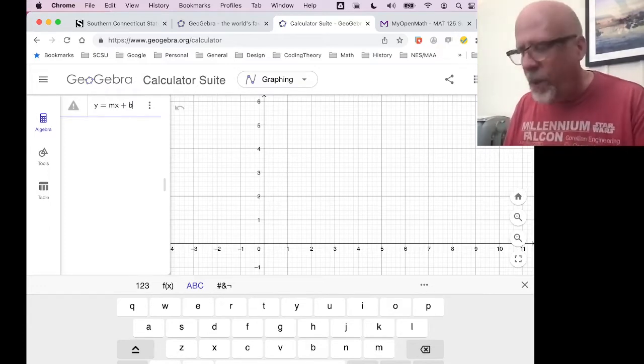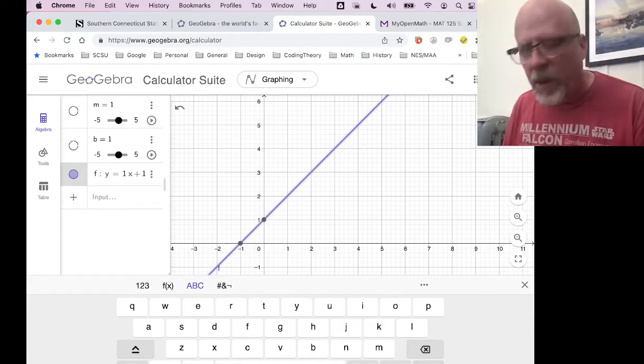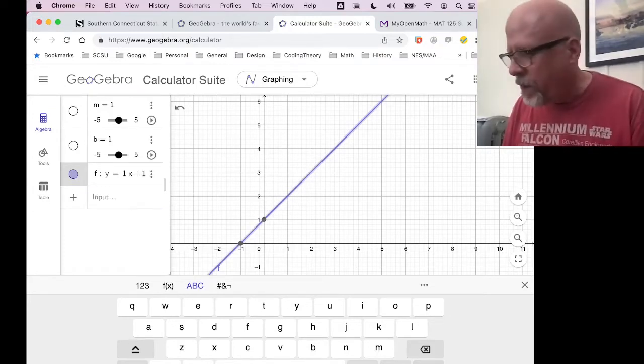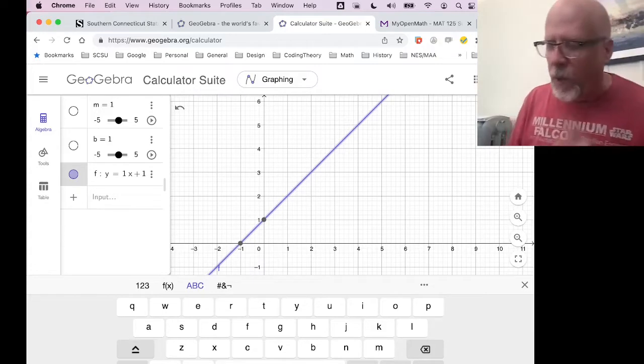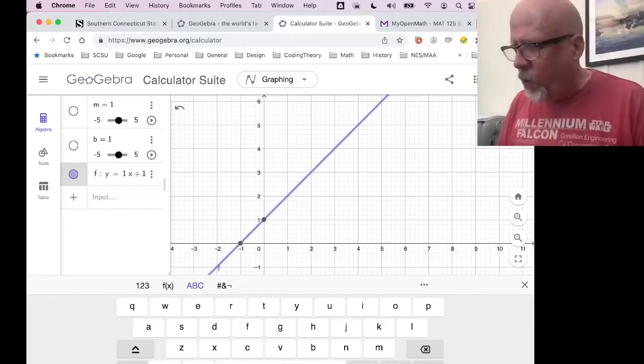And so nothing has happened yet. You have to say go. And the easiest way to do that is on this keyboard, there's a little button that looks like a back arrow that says do it. It's the return key.